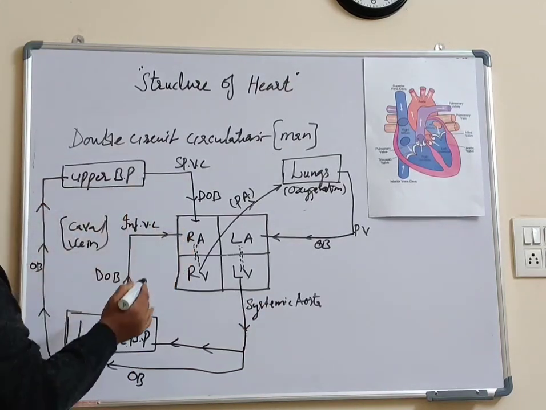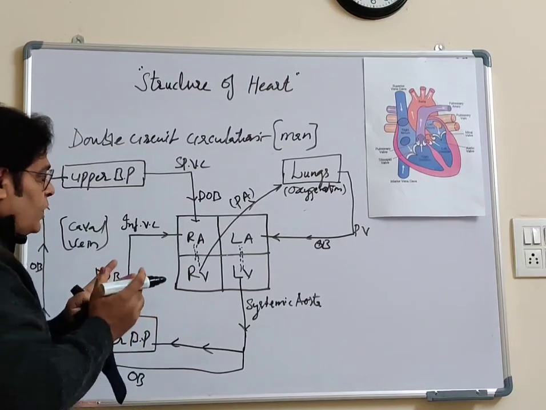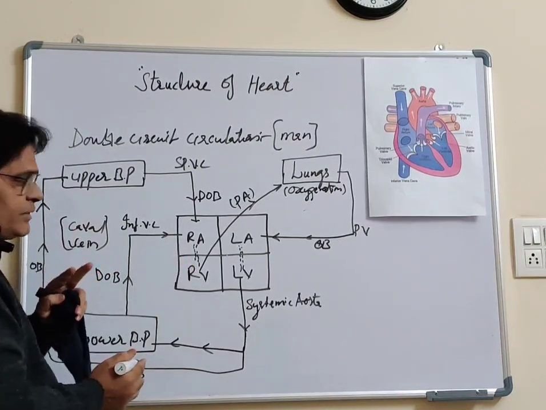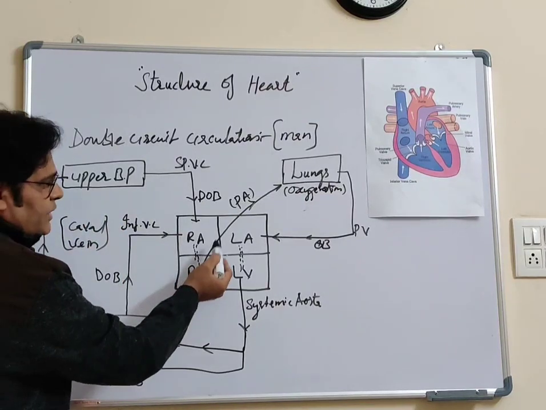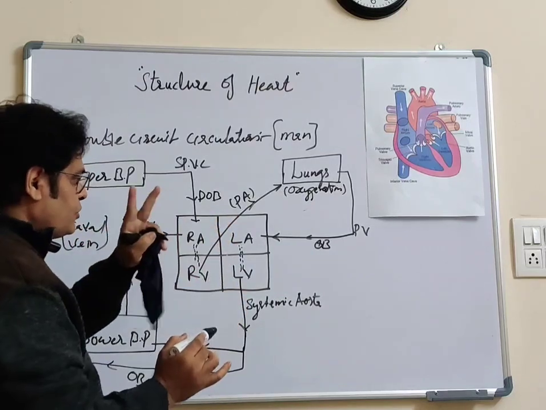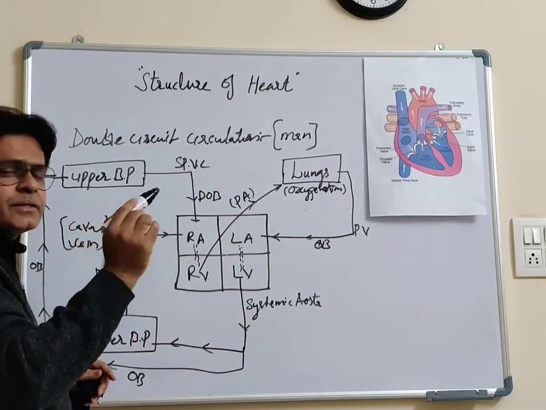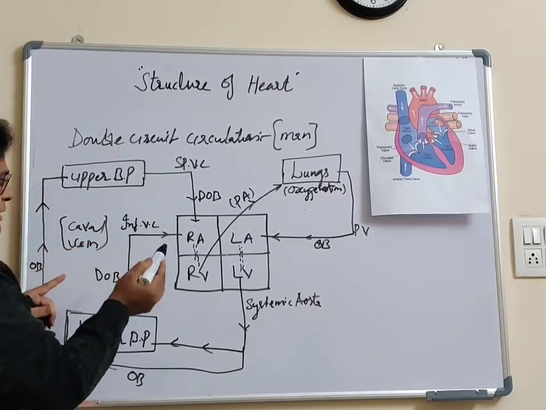Now, how many times is the blood circulating through the chambers of the heart? Remember this. Once from the body parts to the heart, second from the heart to the lungs, and from the lungs to the heart. Clear? Now here is a 2-mark question: what is the systemic circuit? What is the pulmonary circuit?